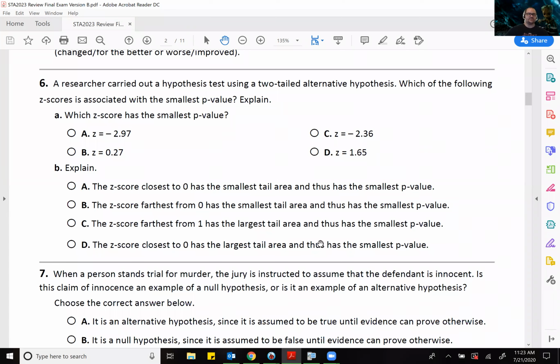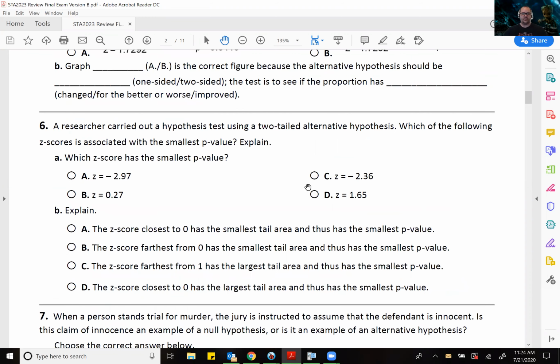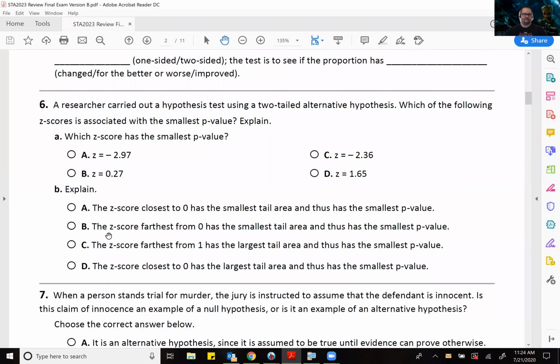Because if you look at the next one, it says the furthest from 1. That's not true. Okay? We want to be the furthest away from 0. That's the important part. So the furthest away from 0. So that would be B. Okay, this one says close to 0. That's not, we want to be far away from it. And this one says furthest away from 1.